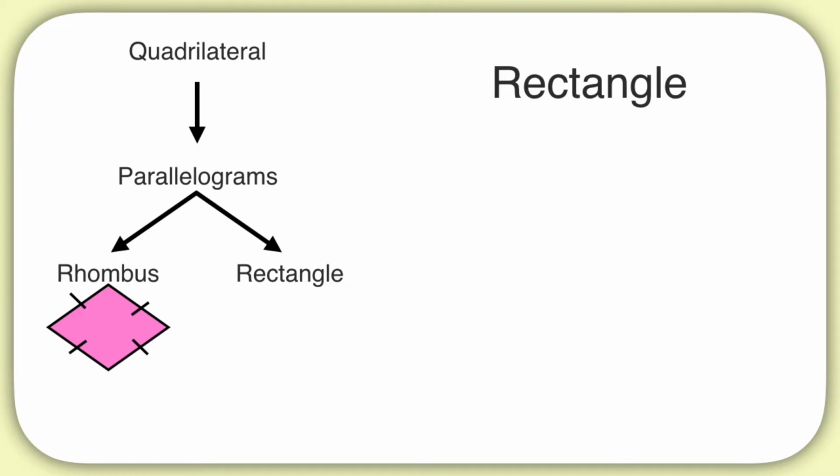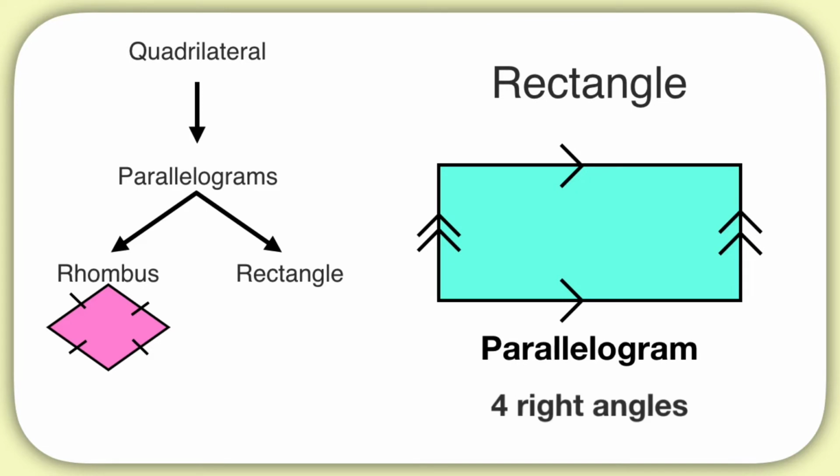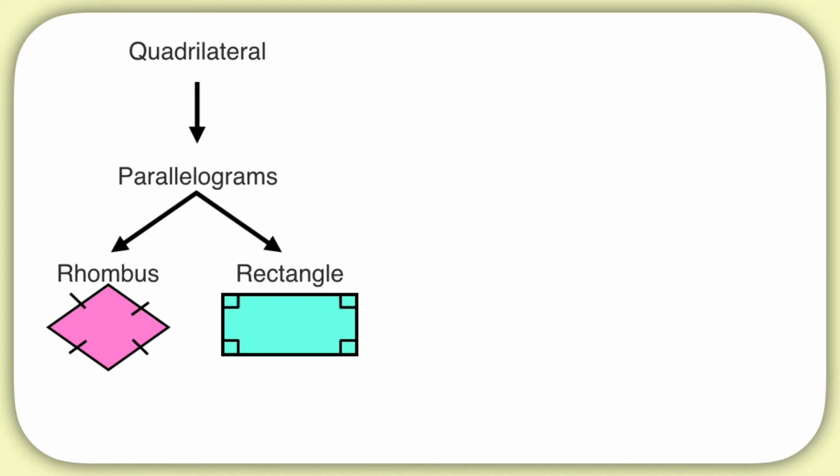Now, what about a rectangle? Well, a rectangle looks like this. It also has two sets of parallel sides. But what makes a rectangle special? Well, it's angles. A rectangle has 4 right angles, which will be shown with a square angle sign at each corner. There is another type of parallelogram.